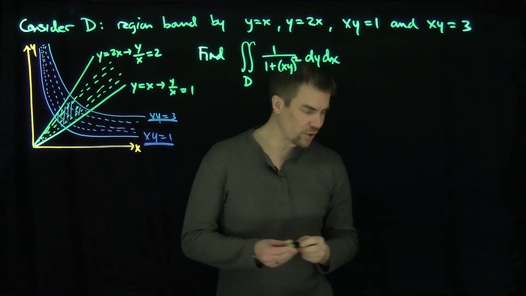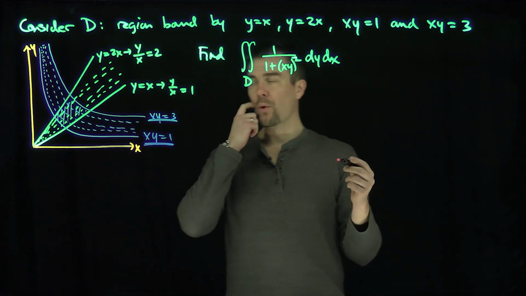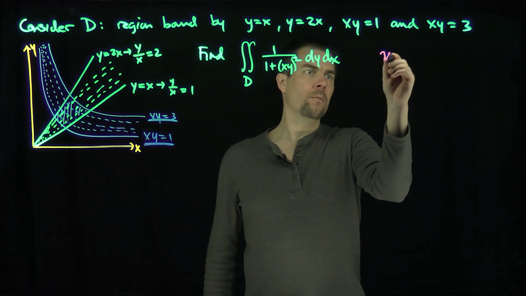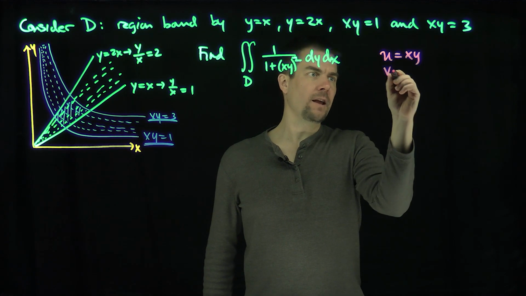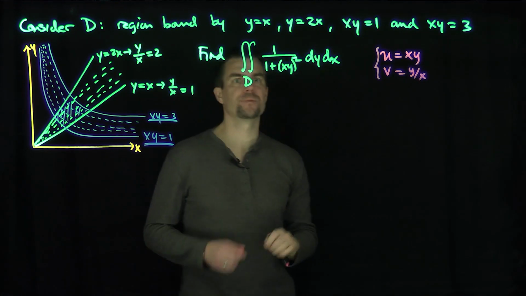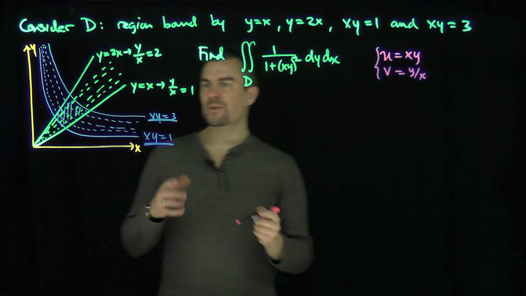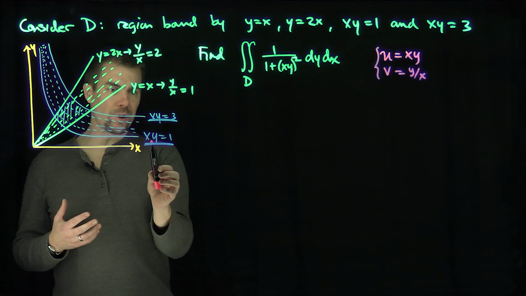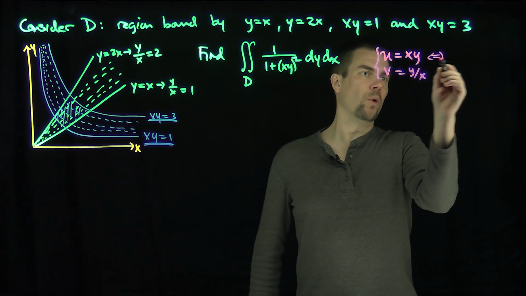So what's my coordinate change going to be? I'm going to let u be x times y, and I'm going to let v be y over x. That's my coordinate change. And so now, the one thing that becomes easier is that it's clear what u goes between. U starts at 1 and goes to 3. So over here, I know that u goes between 1 and 3.